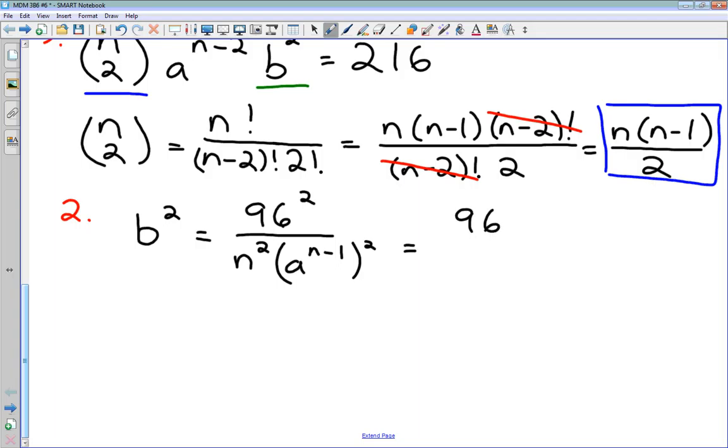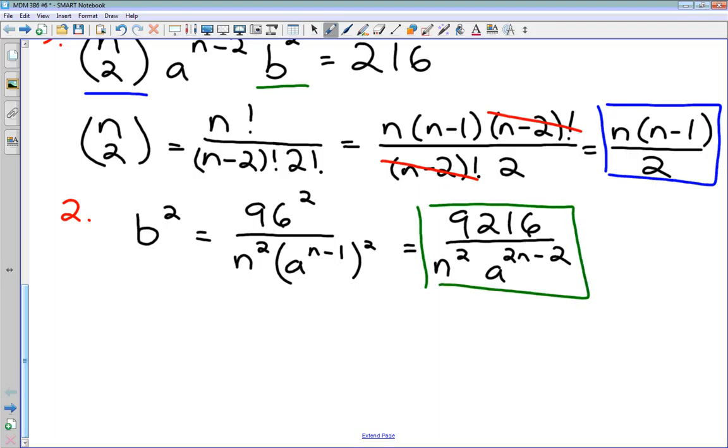So it gives us 96 squared. Let's evaluate 96 squared at this point. So that gives us 9216 divided by n squared. And then if we're doing a to the n minus 1 squared, we've got an exponent to another exponent. We multiply the powers together. That'll give us a to the 2n minus 2. And that is what we're going to substitute in for b squared. So let's make those 2 substitutions right now.